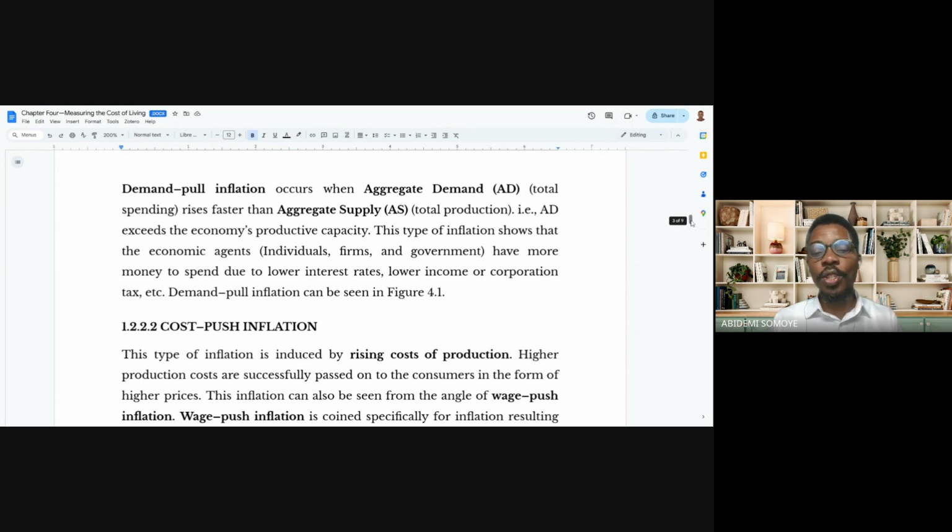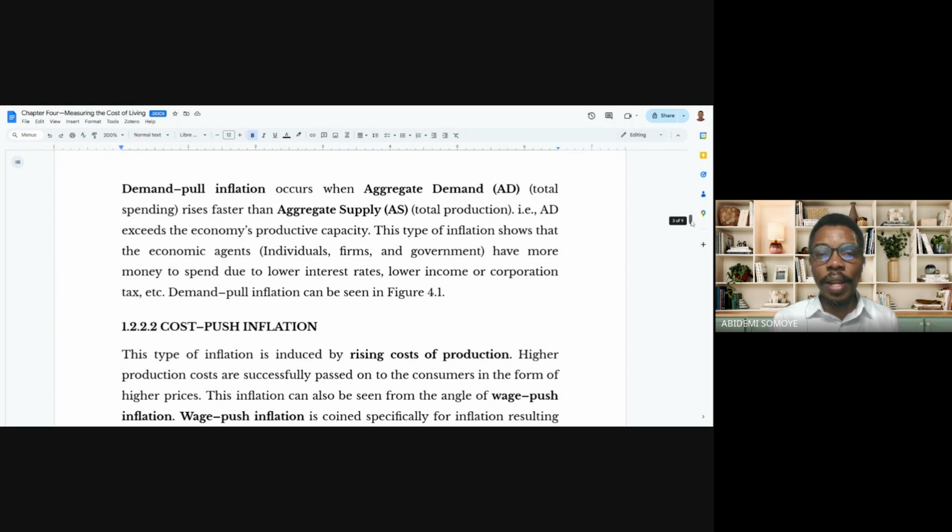Like I said, you don't want a situation where you have excess money around the economy, because an increase in money supply comes with an increase in the prices of goods and services. So if you have excess money supply, that could tell you that the prices of goods and services will rise.